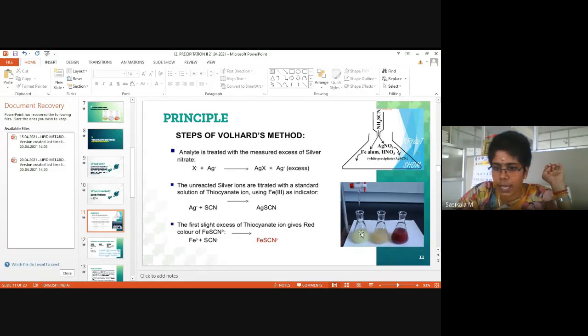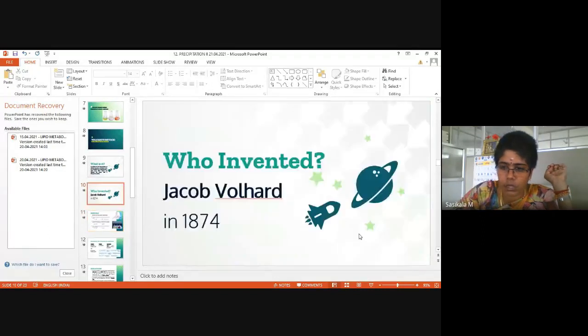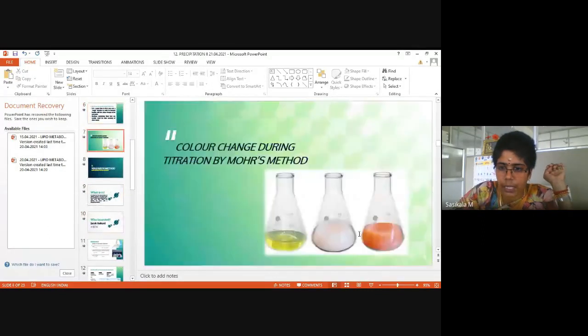In the Mohr method, you can observe that in the beginning no silver nitrate is added, so the solution is clear. It only has titrant and sample. When silver nitrate is added from the burette, we get a white precipitate, and once all the chloride is precipitated, the silver nitrate is interacting with the sample to give what?